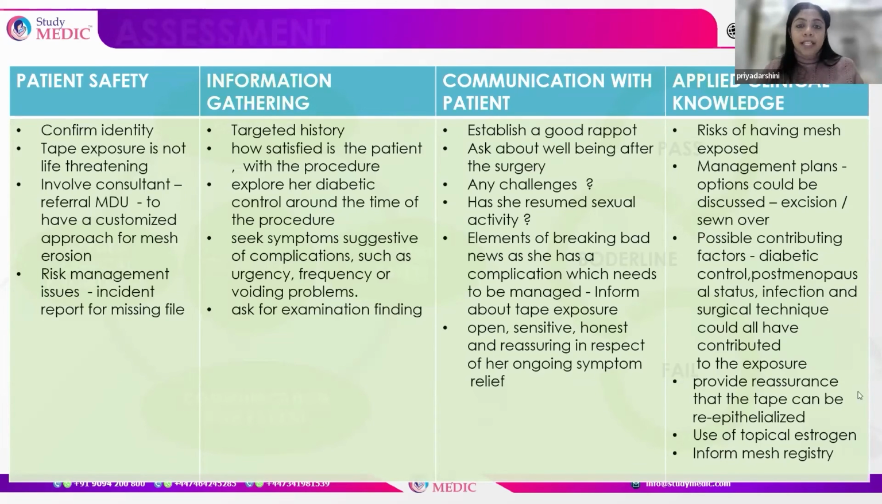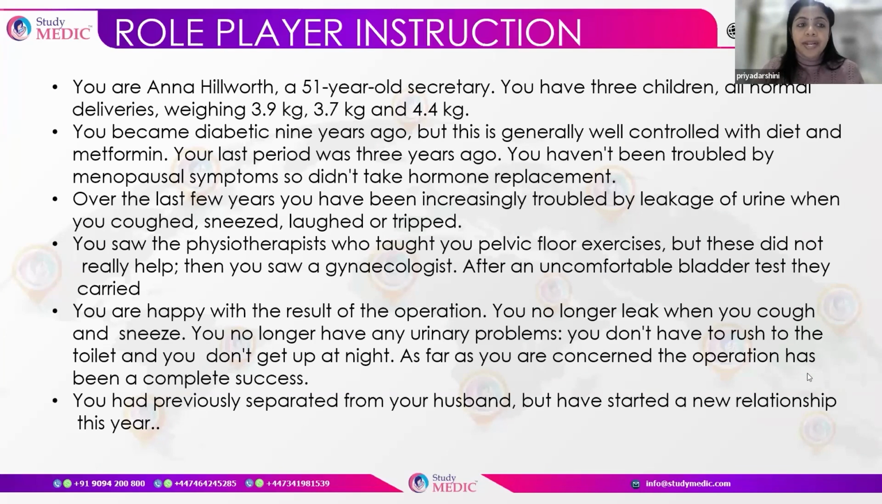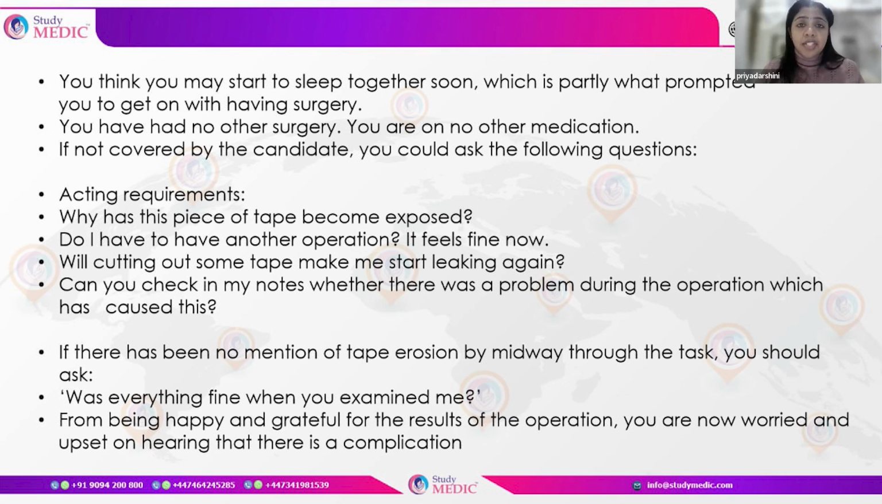Though there is a complication, we need to be very honest with what we're telling her. We are going to tell her the correct things. We are not going to falsely reassure her. We need to talk to her about the follow-up plans also. So mesh erosion: what are the risks, what are the management options we have for her? Involving an MDT is very important. So these were the role player instructions we had, and she had beautifully covered everything. And always following the role player is very essential, because the role player knows what the station is. Anytime you're deviating from the agenda, it's the role player who's going to bring you back. So the role player is actually the lifesaver in most of the stations.